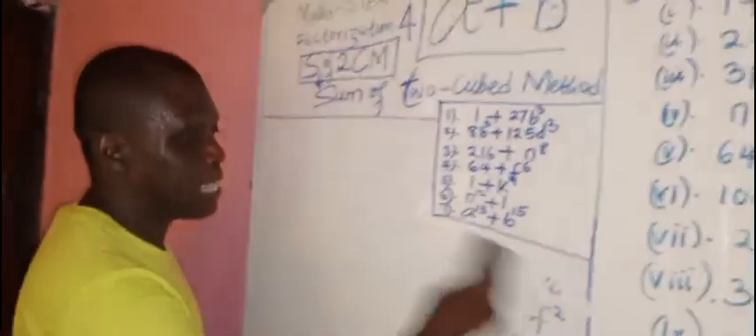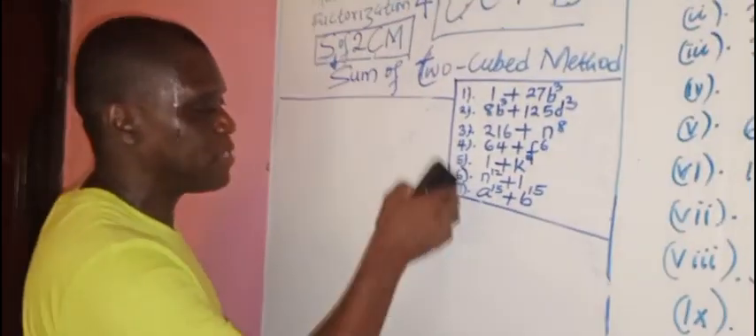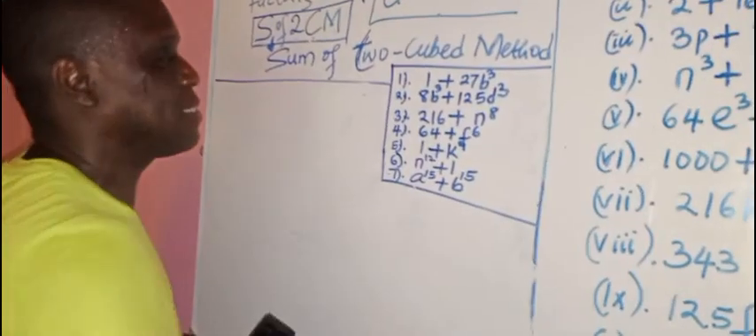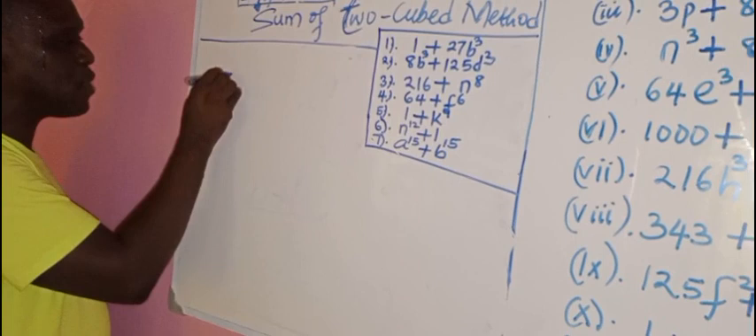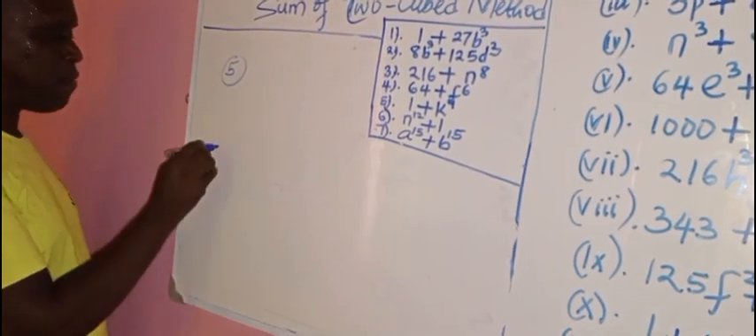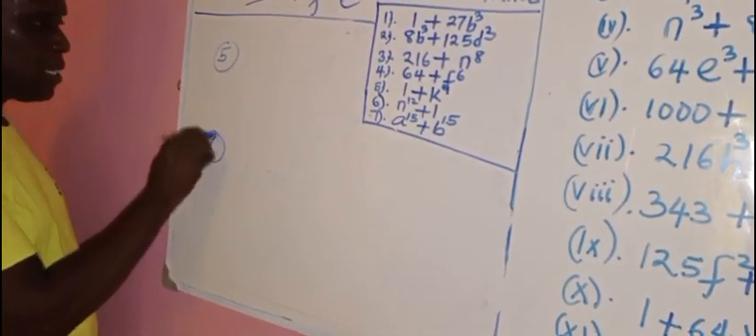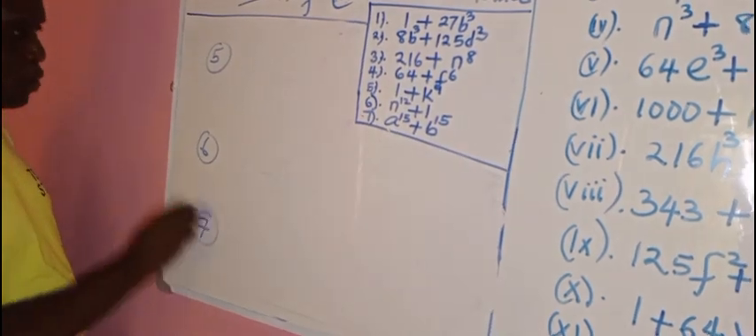Now, let this number 5, 6, and 7 be part of the practice exercise. But I will guide you. Let me guide you. Now, let's see this. Number 5, I'll just explain to you what you do. That's number 5. We have number 6. Then we have number 7. I will explain to you. Now, let's start with number 5.